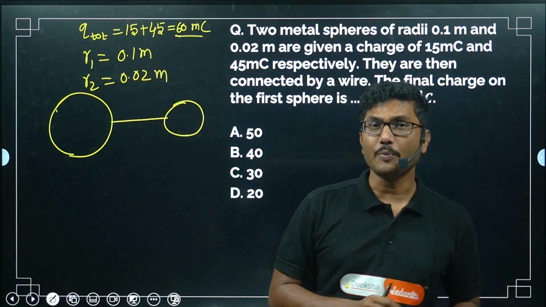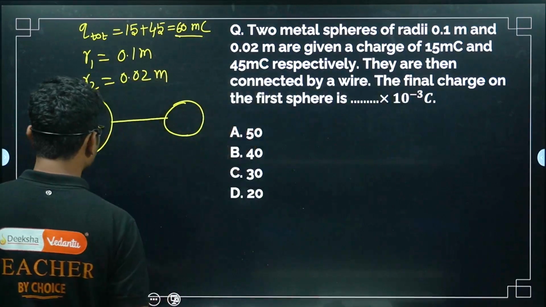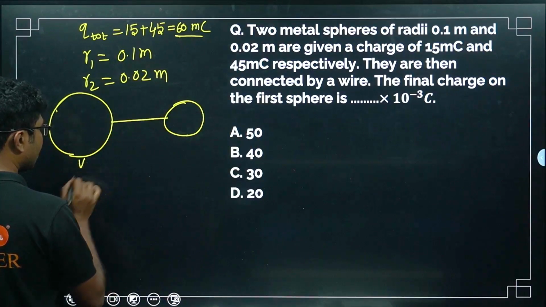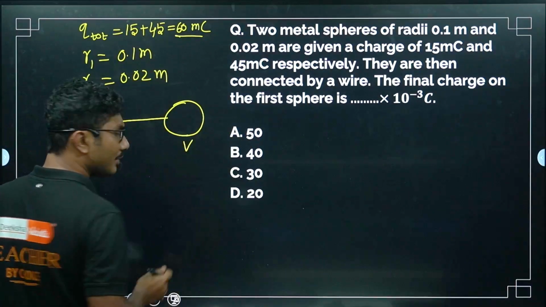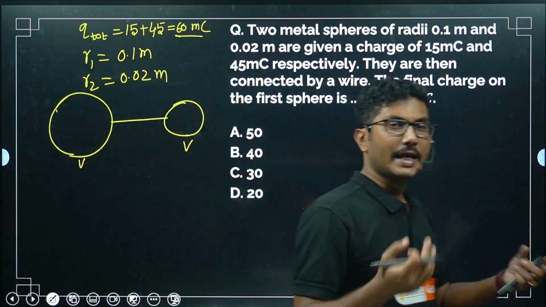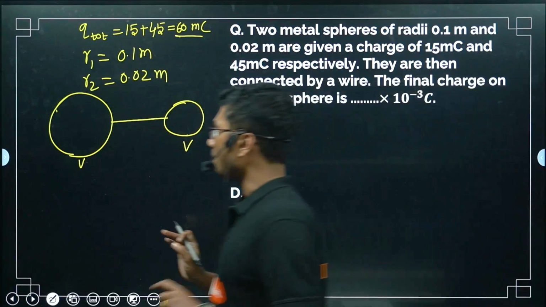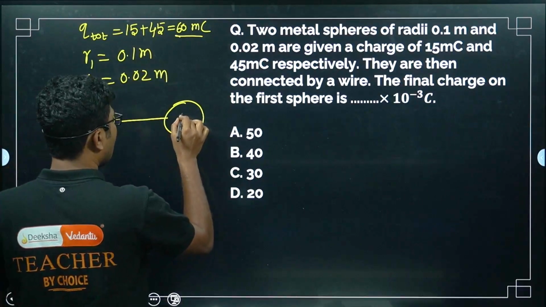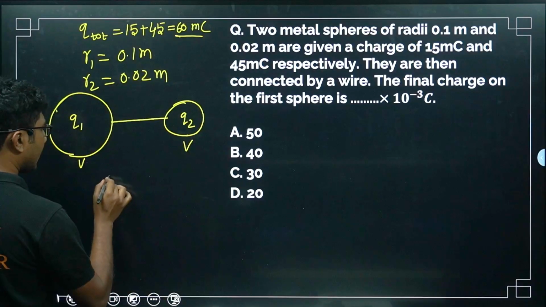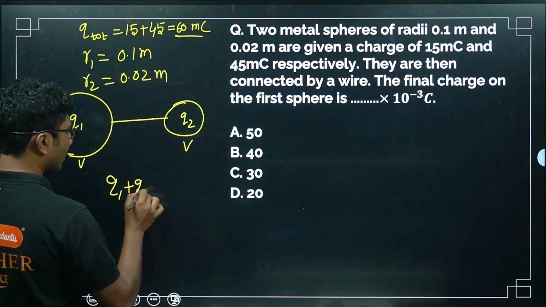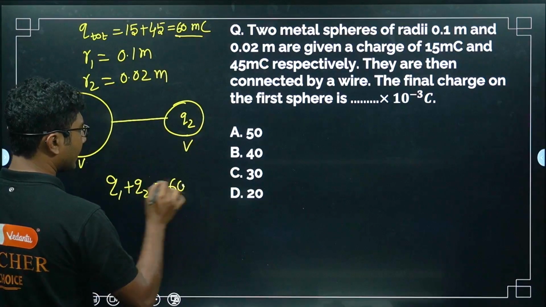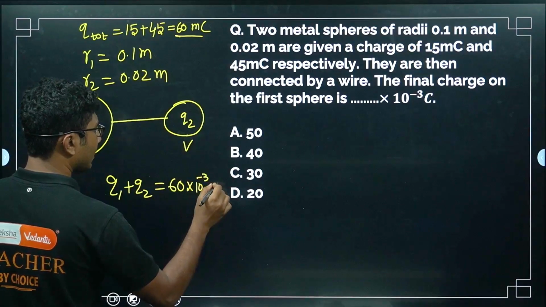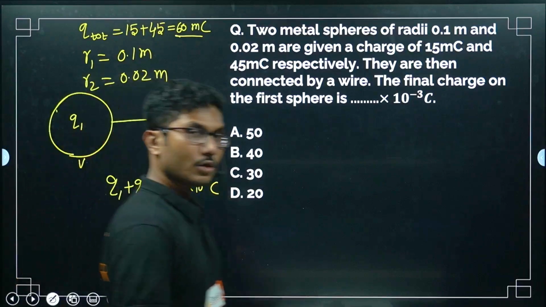The charge will stop when they have attained the same potential. Suppose the potential in this case is V, then when this sphere also attains the same potential V, the exchange of charge will stop. So after the exchange of charge has stopped, suppose this is Q1 and this is Q2. Now we can write Q1 plus Q2 is the total charge. Charge cannot be created or destroyed. So the total charge should be 60 times 10 to the power of minus 6 coulomb. Okay, so this is the total charge.